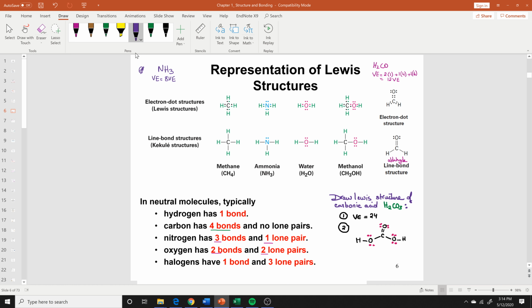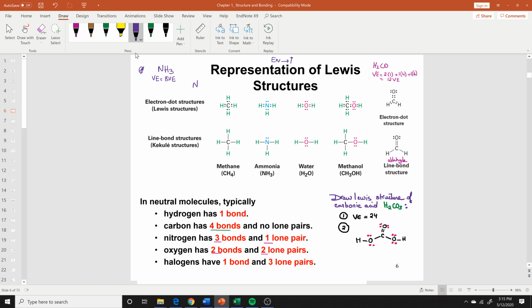Now we're going to start drawing it. To draw it, you put the unique element in the center. Normally, if you have more than one unique element, your low electronegative element goes in the center. Just to remind you, electronegativity increases from left to right in a period and from bottom to top in a group. So if you have nitrogen and oxygen, nitrogen is going to be in the center. Hydrogen can never be in the center. Hydrogens are always on the edges.